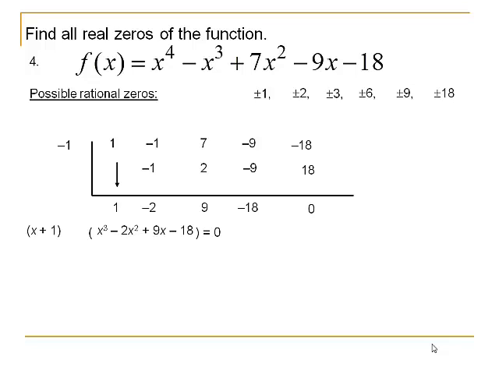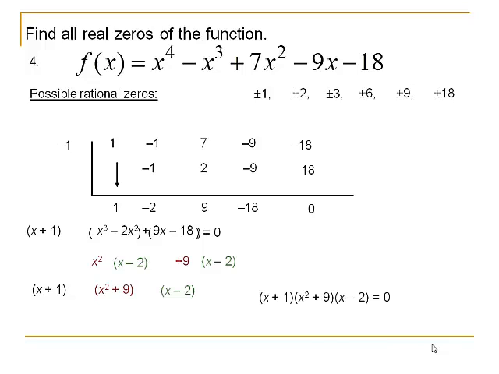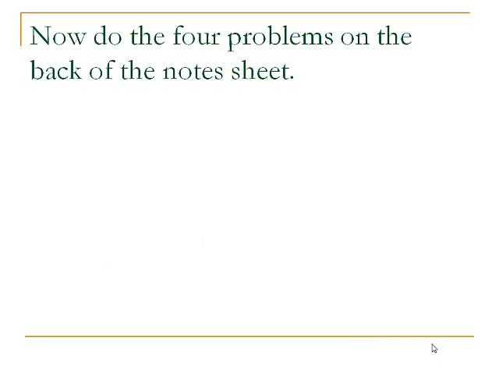So now I'm going to do synthetics again. No, actually I'm going to factor by grouping. Notice this time I can factor by grouping. If I factor an x squared out, factor a 9 out, now I've got it completely factored. So my answers are negative 1, 2, and plus or minus 3i. And there you have it. So now you can do the 4 problems that are on the back.